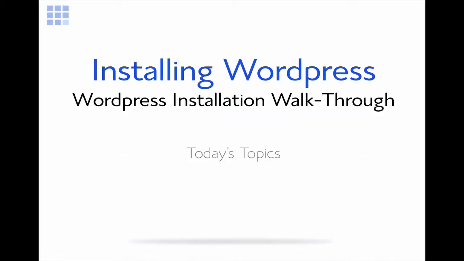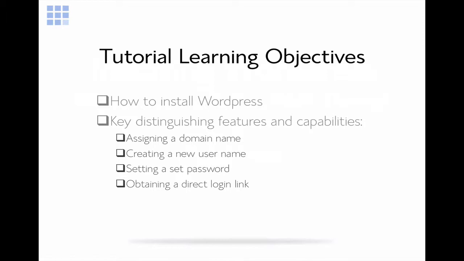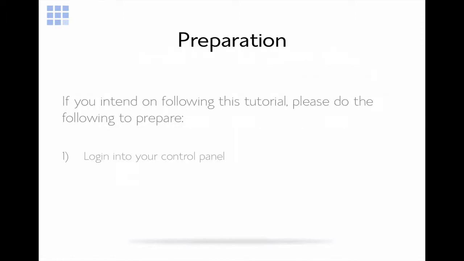So in today's video we are going to go over installing WordPress, and I'm going to walk you through doing a new WordPress installation. Through this video we are going to cover how to install WordPress by assigning it to a new domain name, creating a username and password, as well as obtaining a direct link to our new WordPress install, so that way we can log directly into WordPress and not have to go through the control panel each time. In order to prepare for this, you'll need to log into your control panel. And with that said, let's get started.